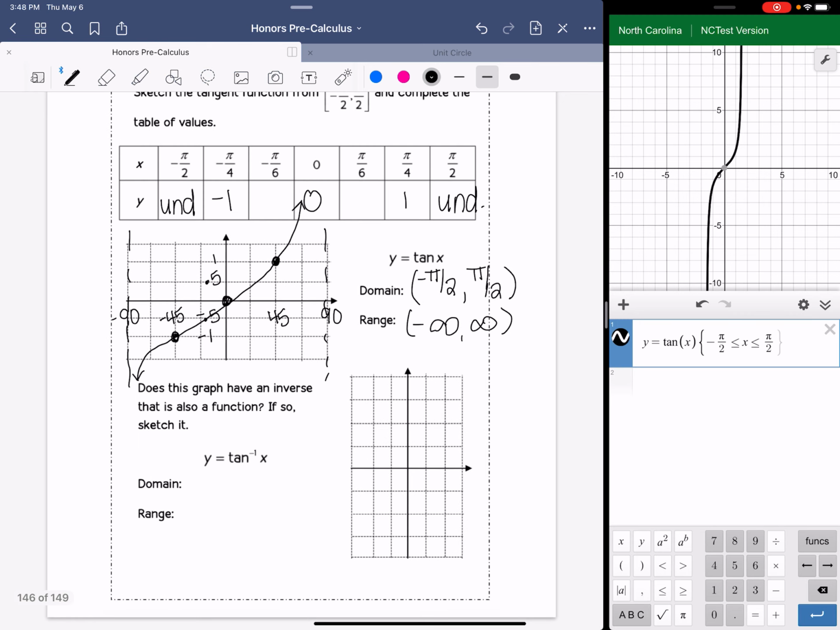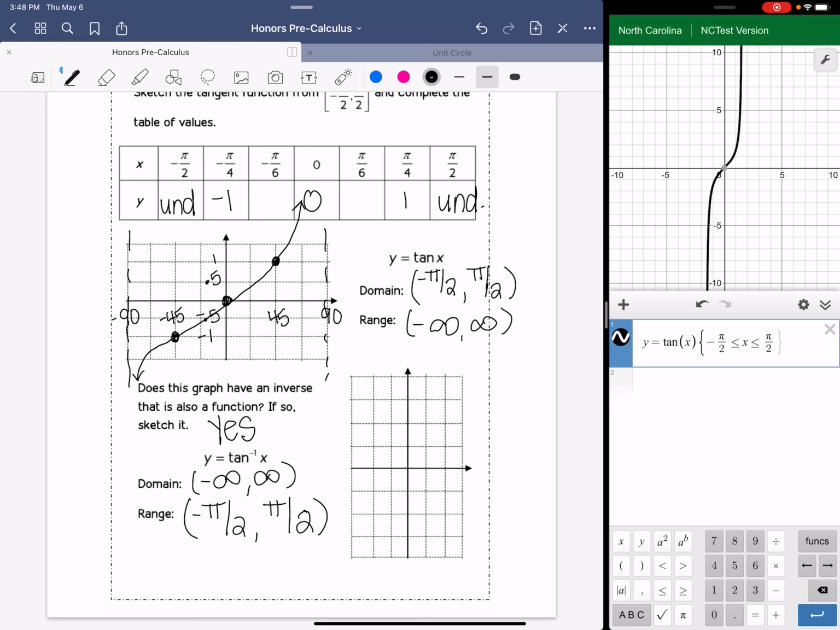So the question here is, is this a function? So in this particular situation, it will pass, based off our restrictions, the vertical and the horizontal line test. So the answer here is yes, and it's yes because we restricted it. So my domain is now going to be negative infinity to infinity, and my range is going to be negative pi over 2 to pi over 2, or again, negative 90 to 90.